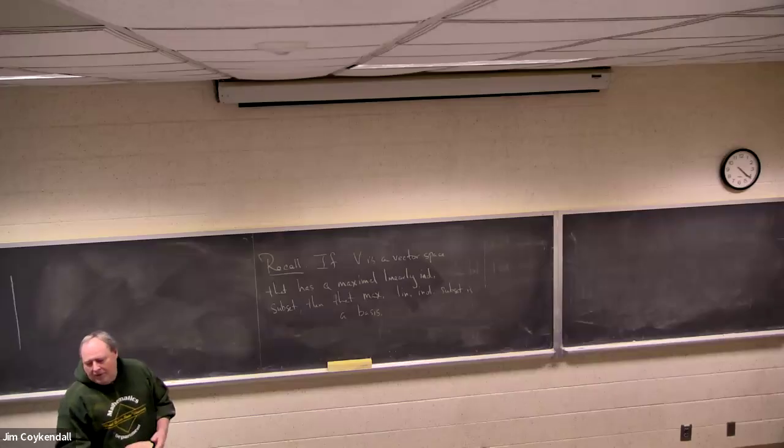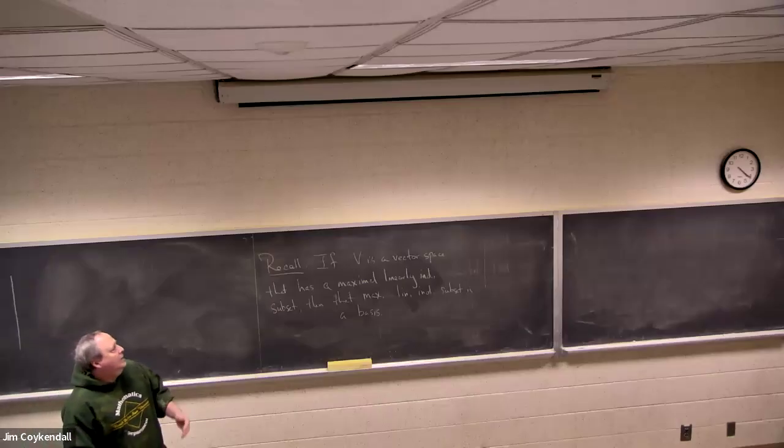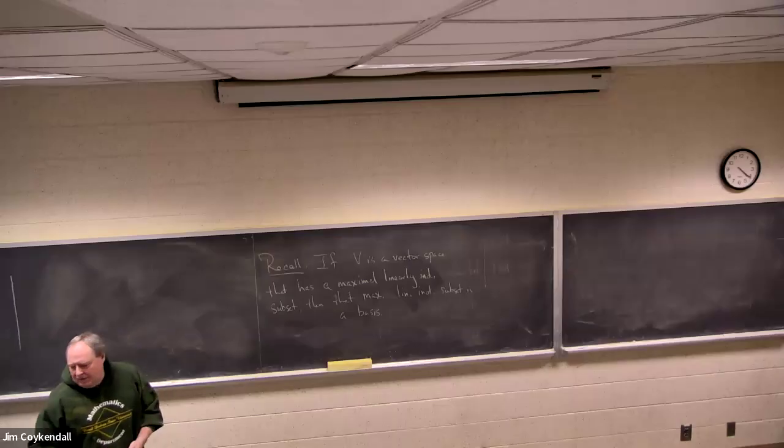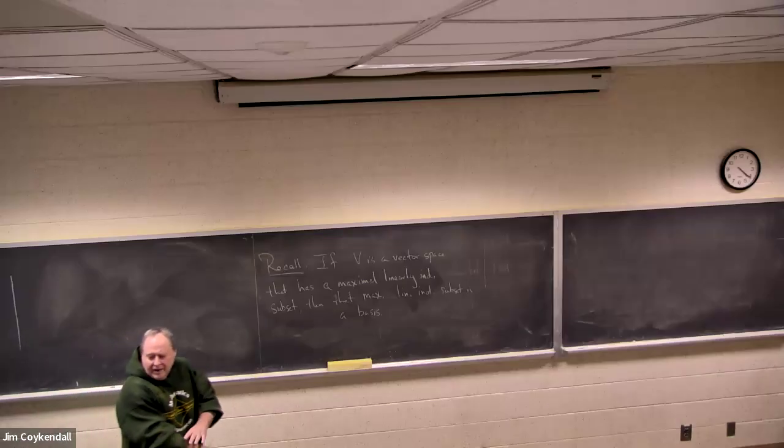Okay, so the first question, right out of the gate after that, has got to be, how do you know which vector spaces have these maximal linearly independent sets? What happens if they don't? Well, here's the good news. They all do.